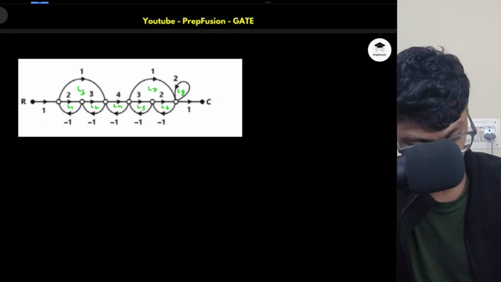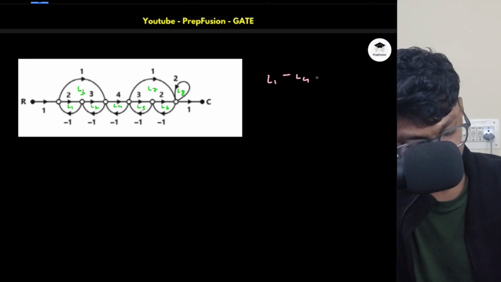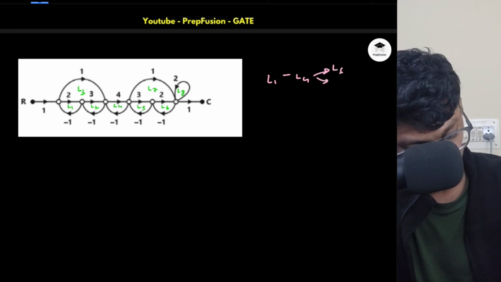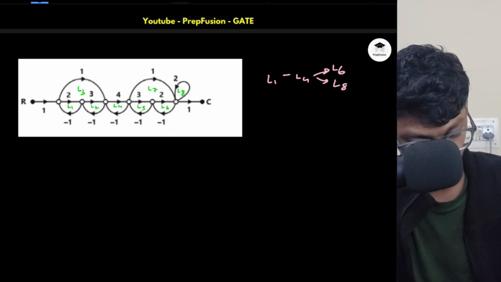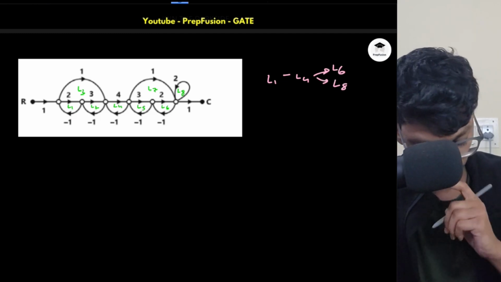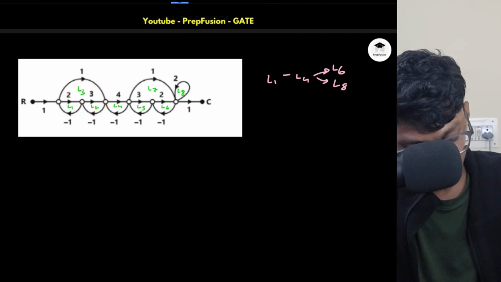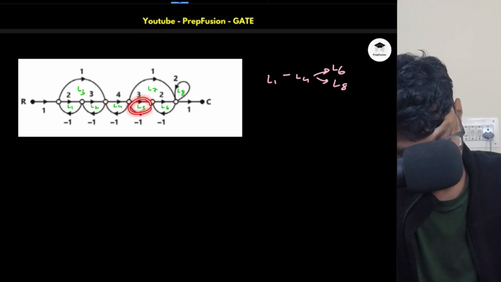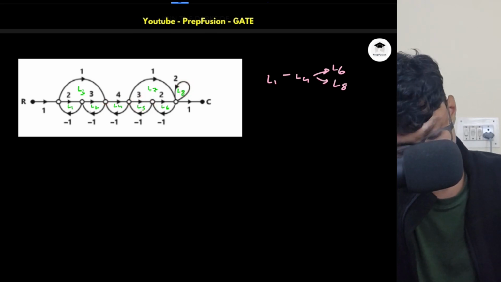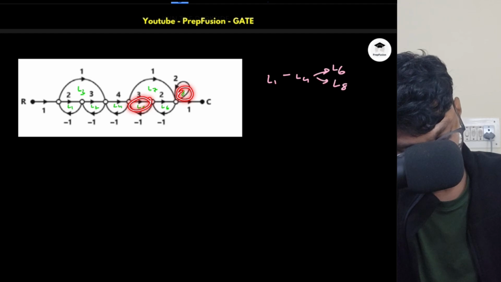So what am I talking about? First I will choose L1, then I will choose L4, then I can either choose L6 or L8. Both combinations are isolated, non-touching with each other. Anything else I can choose? If I choose L3, then I can choose L5 and L8. Same for L2. If I choose L2, I can choose L5 and L8.